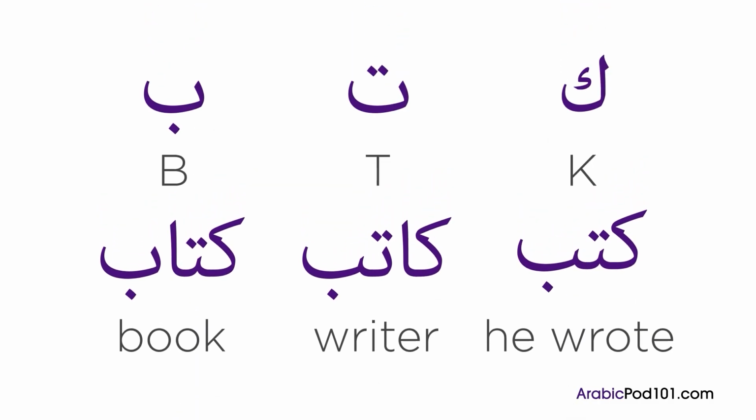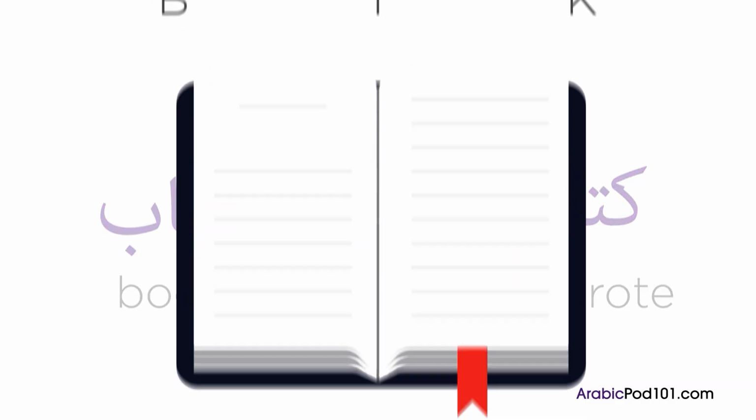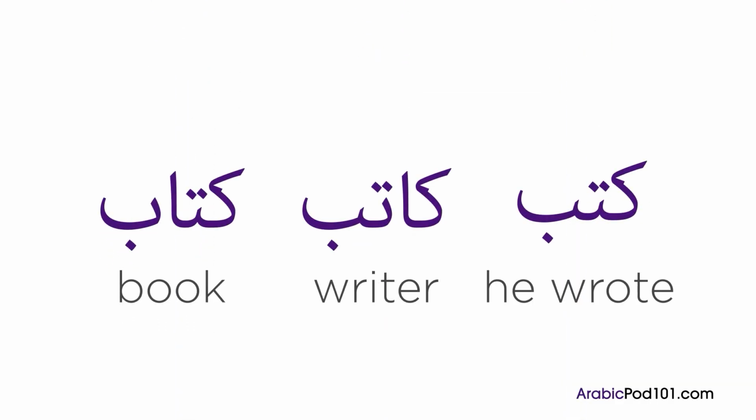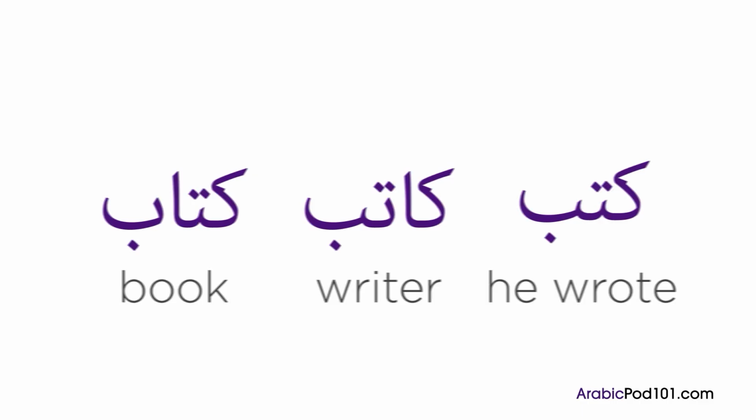So even if you only memorize the 3 letters K, T, and B, you could, in many cases, take a really good guess at the meaning of a word, since you know it has something to do with books and writing. Exactly. That makes things much easier to learn. Well, you'll learn more about Arabic writing in episode 4, so stay tuned.